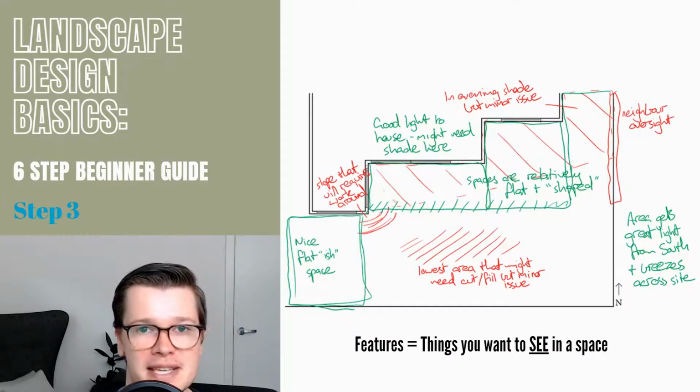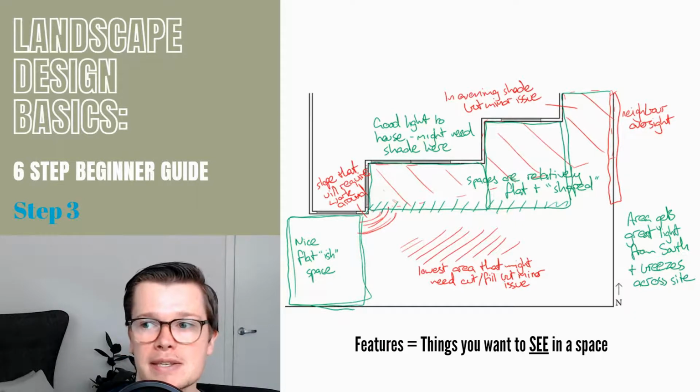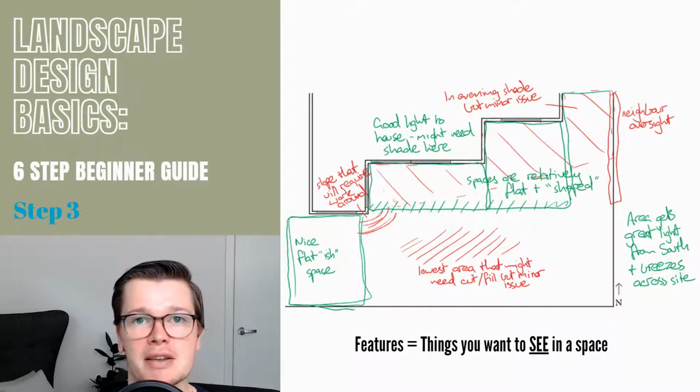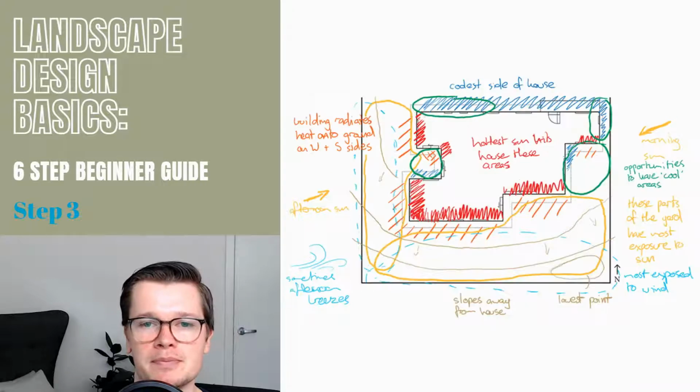Features are something you want to see in a space. So that's just another little note that I make, where an activity for me is, as I said, a space you want to be in to utilize, whereas a feature is generally something you want to look at and see. You don't interact with it in the same way.